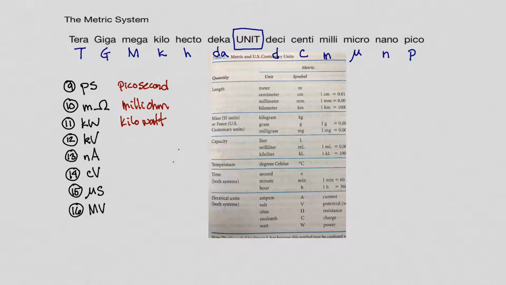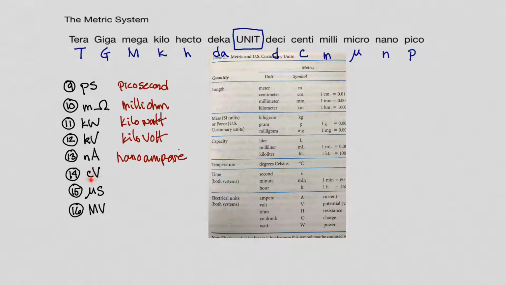And then in number 12, K for kilo, V is for volt. In number 13, we've got this N, so remember that N is nano, and capital A, that's down here, that's that ampere. So we're going to write, this is a nano ampere, or nano amp.